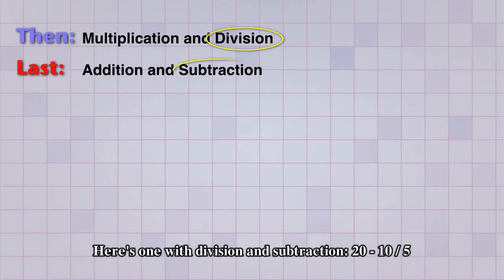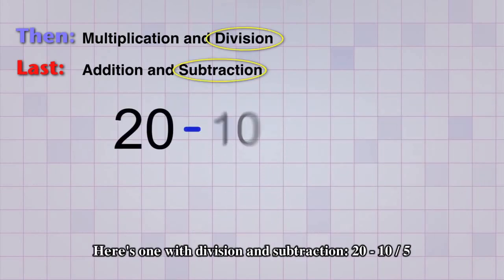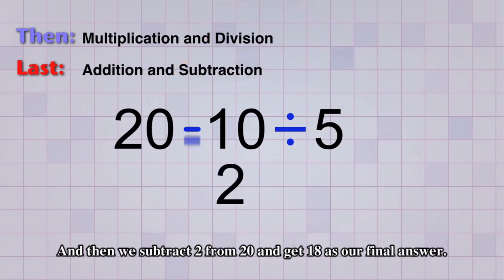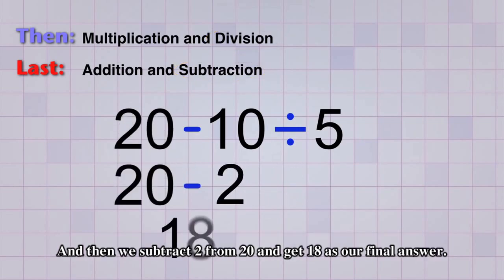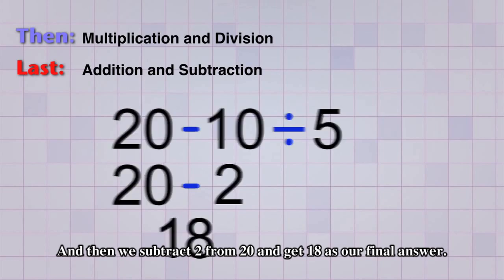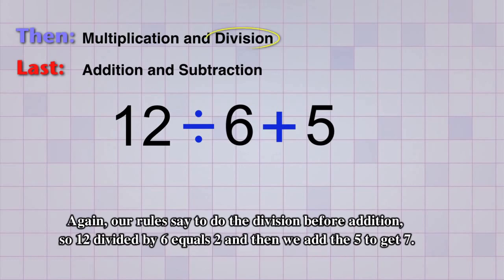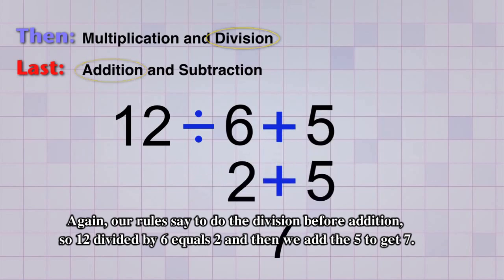Here's one with division and subtraction. 20 minus 10 divided by 5. And since division has a higher priority, we do the 10 divided by 5 first, which equals 2. And then we subtract 2 from 20 and get 18 as our final answer. And here's another problem. 12 divided by 6 plus 5. Again, our rules say to do the division before addition. So 12 divided by 6 equals 2, and then we add the 5 to get 7.